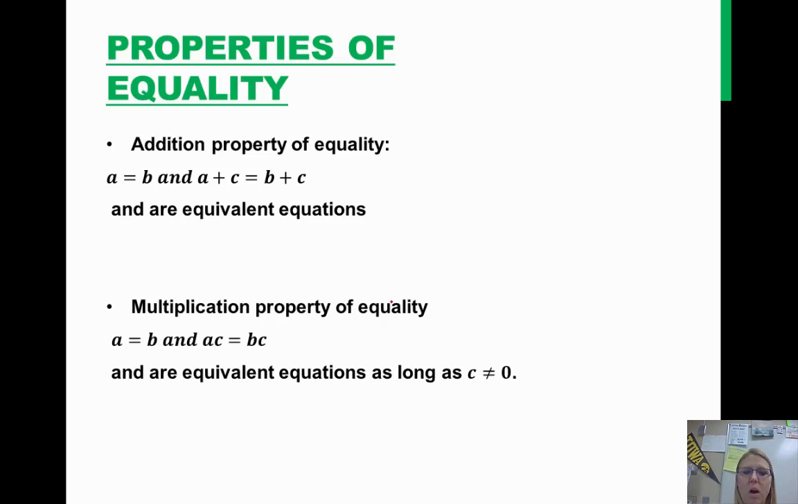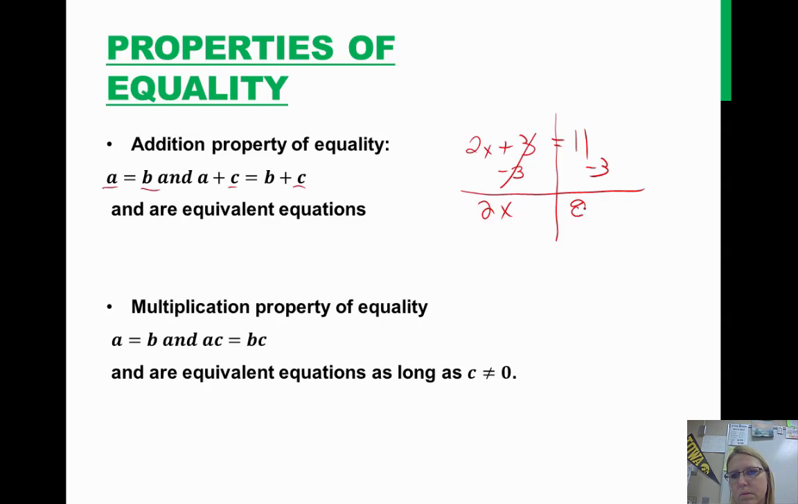Okay, so the properties of equality are some things that you need to know when you're solving an equation. So say I have 2x plus 3 equals, let's say, 11. The addition property says that I can add something to both sides. If one side equals the other, if I add the same thing to the left side, I can add the same thing to the right, and it will still be the same. So for instance, in this case, I can subtract 3 from both sides, and this would still be a valid equation.